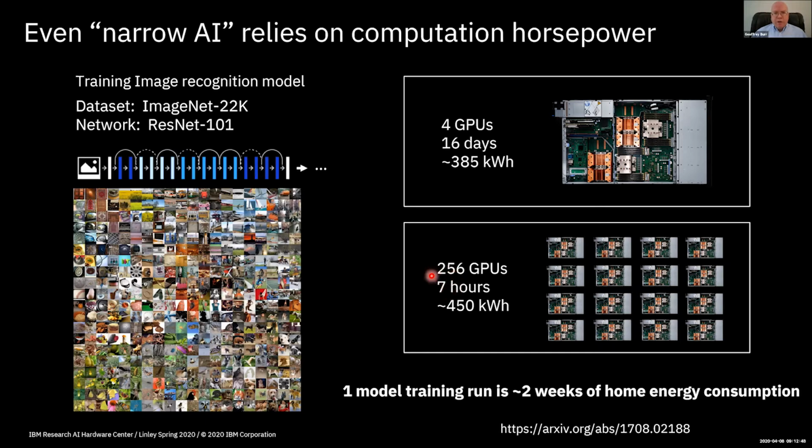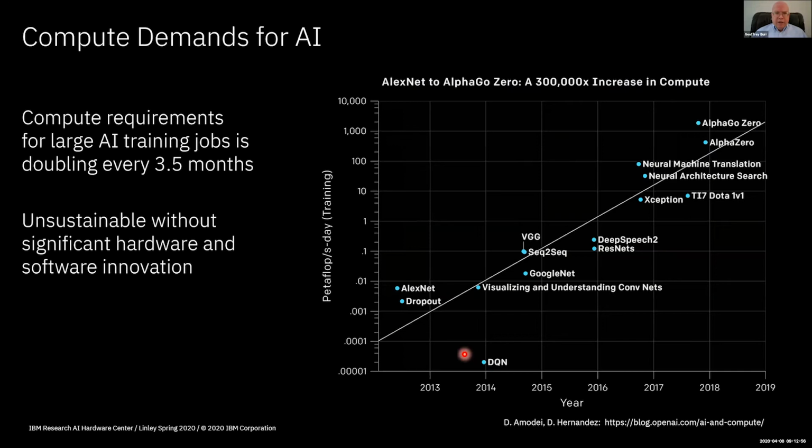And you, of course, have to spend more money to be able to do it faster, but the amount of energy that you spend is equivalent to 2 weeks of home energy consumption. And this trend is only going to get worse.